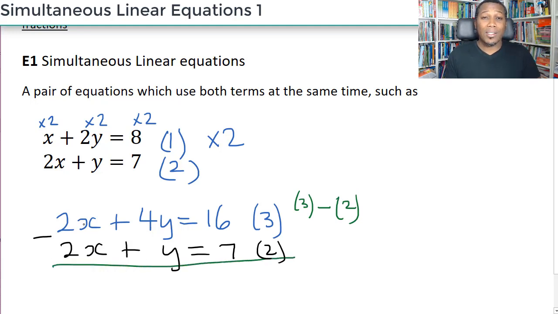Now the 2x, take away the 2x. What was the whole point of doing this? We wanted to eliminate a variable. 2x take away 2x is nothing. 0. So they're gone. I can ignore that. The 4y, and this is where you have to be really careful. You got to consider the sign in front of the other y.